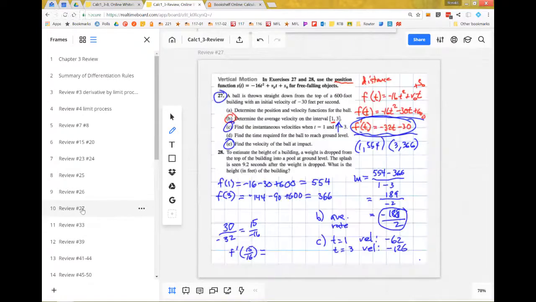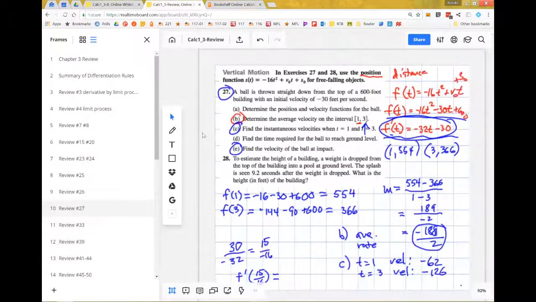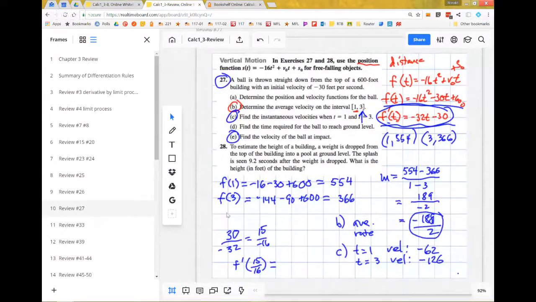Okay, now let's take a look at this one, number 27, vertical motion. Vertical motion is always based on gravity, and anything that is affected by gravity basically is going to behave in a quadratic. Why is that? Gravity is simply a quadratic function. That is, if you plotted something, it's going to be an upside down parabola. That's the way gravity works.